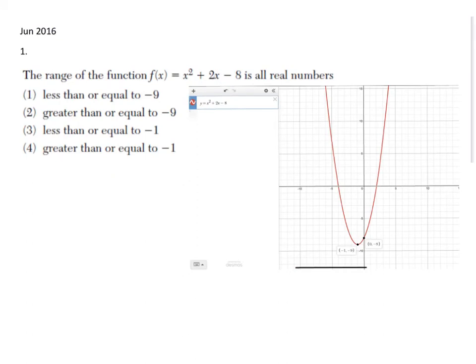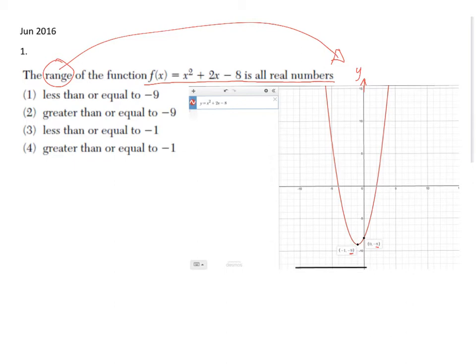So the range of the function f(x) is equal to x squared plus 2x minus 8. The choices are: less than or equal to -9, greater than or equal to -9, less than or equal to -1, greater than or equal to -1. So I drew the graph on Desmos. And what is our point? This is our y-axis, right? We are looking for the range, which applies to the y-axis. So this point right here is -9. And then you've got -5, 0, 5, 10, 15, and so on.